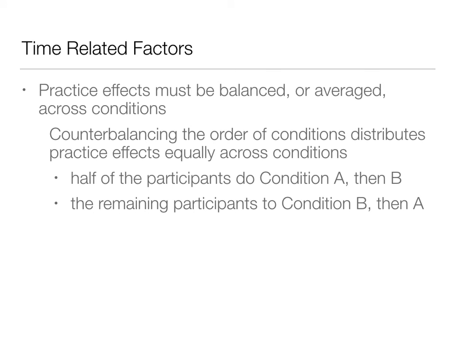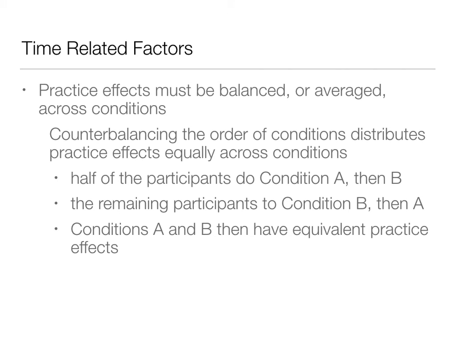So half the people got pretzel, then cheese, and then the other half of the people got cheese and then pretzels. This is done through random assignment. Being assigned to which order is done randomly. Then conditions A and B have equivalent practice effects. Both cheddar and pretzel got to be the second cracker. They both got to be second.